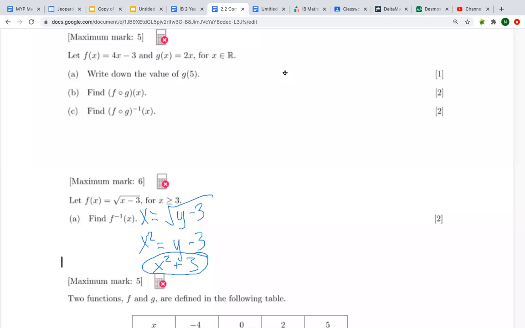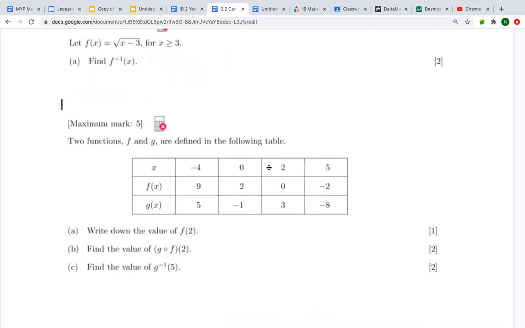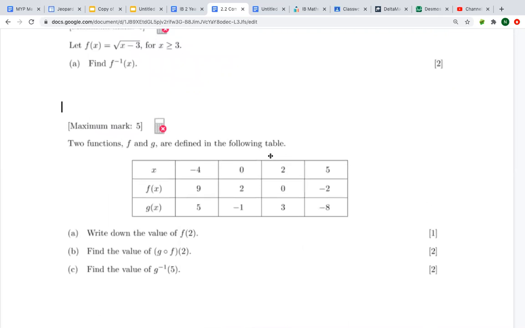Okay, lastly, we're going to look at composites and inverses in terms of tables. So you can go ahead and take a look at this example. So the first thing is finding the value of f of 2, which means what is f when I plug in 2. So I'm going to find the function of f and trace it over to when I plug in 2. And then I get that the answer is 0. So the answer for part A is 0.